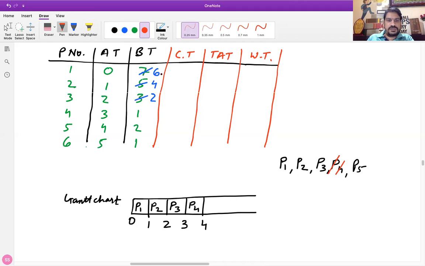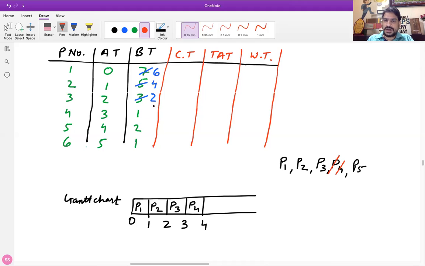Now what is P1? It is 6. P2, it is 4. P3, it is 2. P4 has already been done, we don't have to check it. And then last is P5. P5 is 2. You find out that it is 2, 4 and 6. So definitely 2 is less, but we'll find out which 2 to pick. We have two processes which have the same burst time.